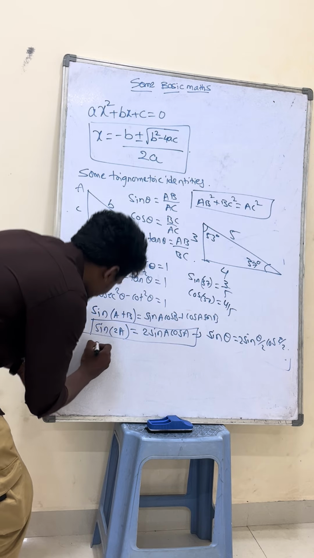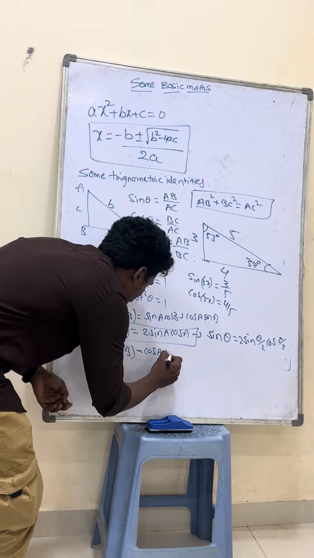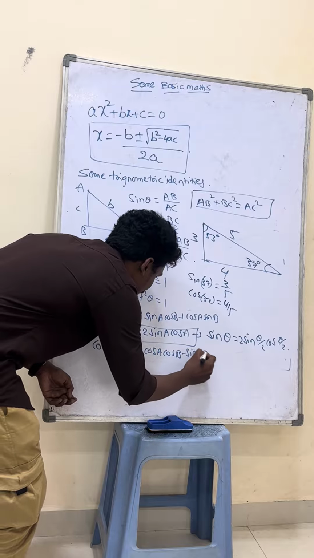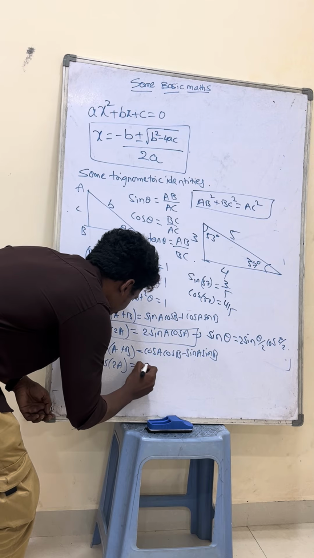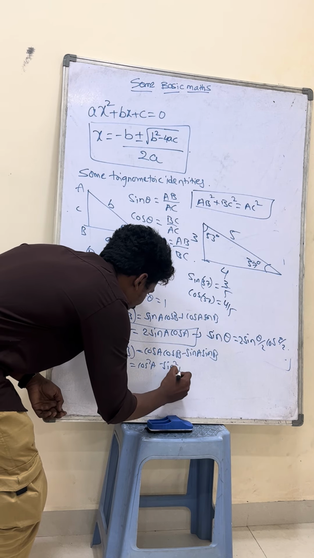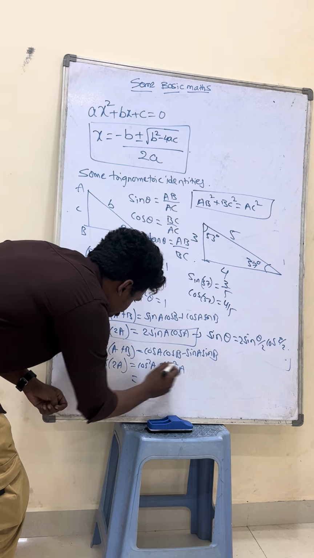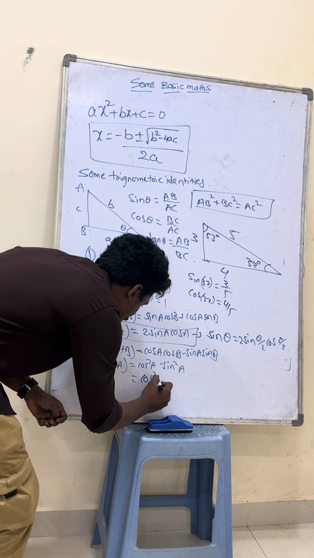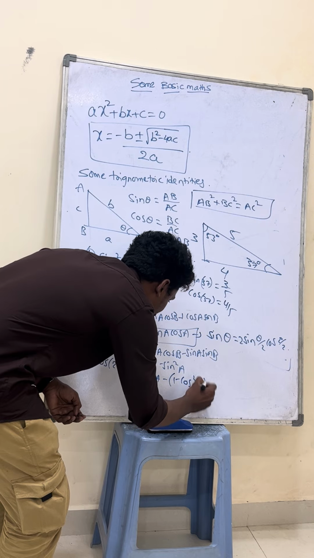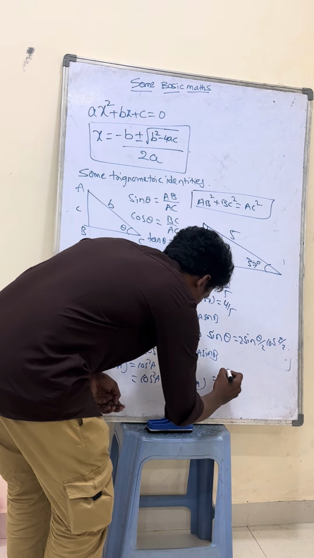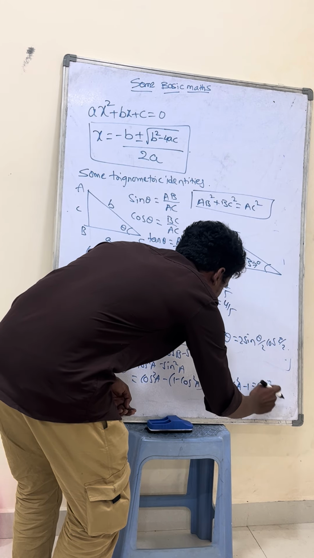And also you will be finding cos(A plus B). Cos(A plus B) is equal to cos A cos B minus sin A sin B. And what about cos 2A? Cos 2A is equal to cos square A minus sin square A. Now if I substitute that sin square theta plus cos square theta is equal to 1, cos square A minus sin square A can be written as cos square A minus, what can I write, 1 minus cos square A. That would be 2 cos square A minus 1 is equal to cos 2A.